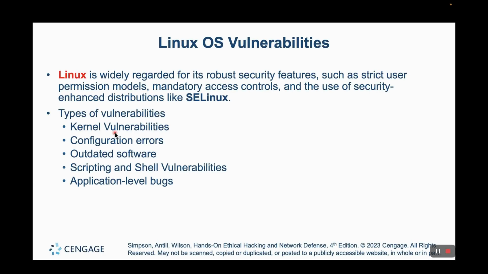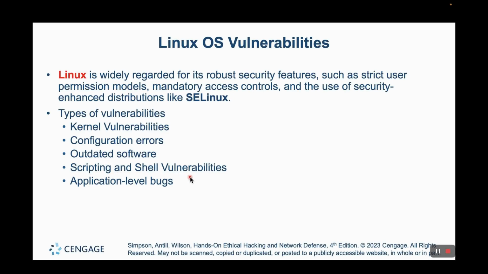Examples could be buffer overflow vulnerabilities, race conditions, and null pointer dereferences. Now, another issue could be configuration errors. If you do not configure the file permissions or the service configuration or the firewall rules correctly, you could expose the Linux box to unauthorized access. Outdated software could be a problem in itself. That's why it's very important to keep updating your Linux flavor, up to date.